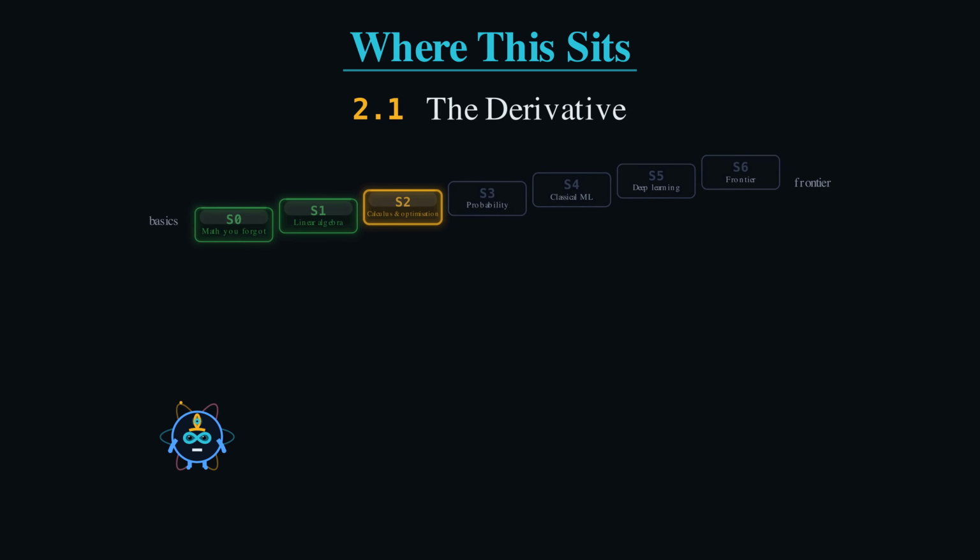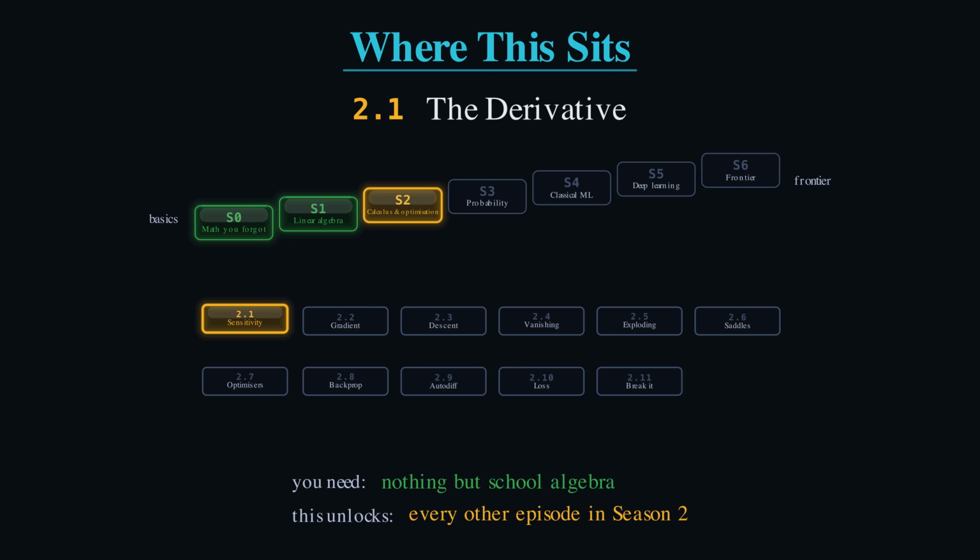One quick orientation, in case this is the first of these you have seen. This is season 2 calculus, and this episode is the one your textbook calls the derivative. You need nothing but school algebra to follow it, and everything else in the season is built on it.